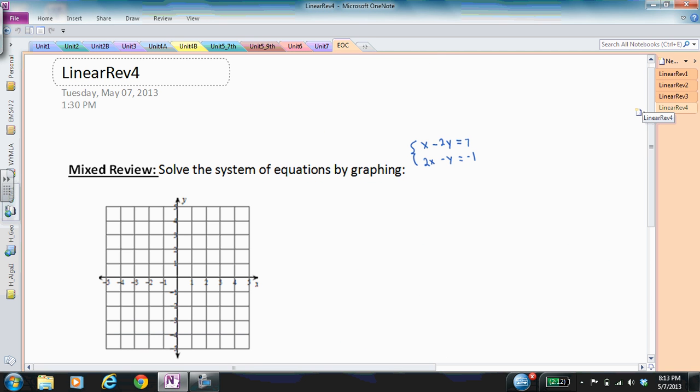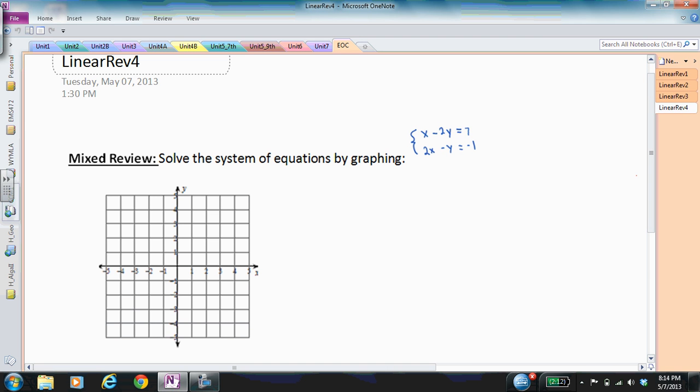Alright, so last up, we're going to do some mixed review of linear functions. So we want to solve the system of equations by graphing. Whenever you're graphing, you need to first convert to y equals mx plus b slope-intercept form. That's the best way to do it. So let's graph this line. We need to solve for y. So first I'm going to subtract x from both sides. Negative 2y equals 7 minus x. Now I divide both sides by negative 2, and I get y equals 1/2 x minus 3.5, because 7 over 2 is 3.5.